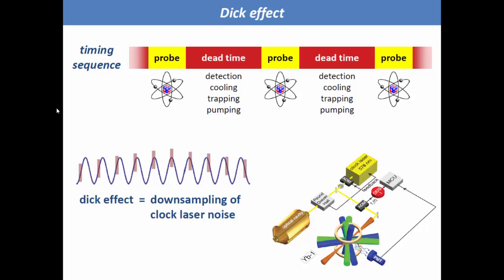So if we go back to the case of a single lattice clock here, well, our clock operates on a cycle where only a fraction of the cycle are we actually talking to the atoms with the clock laser. And then we have this intervening dead time dedicated to the cooling, trapping, state preparation, and detection. And it's this periodic interrogation of the atoms that has the effect of downsampling high-frequency laser noise, really making it look like a more problematic low-frequency noise. It's really the essence of the Dicke effect.